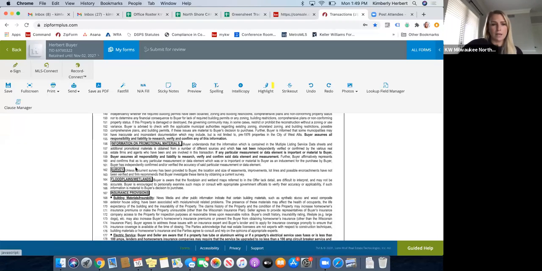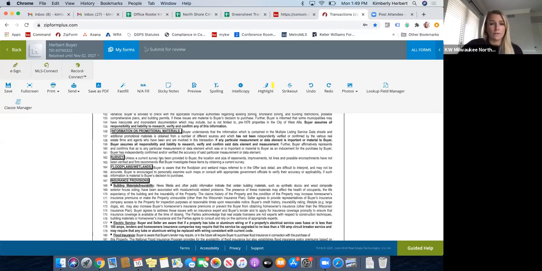All right, the next piece is the survey. A survey is not required to be provided by the seller. So again, if this is something that's important, the buyer should either include a contingency that allows them to get a survey or request it of the seller. Disclosure about floodplains, wetlands: buyer is aware that the floodplain and wetland maps referred to in the offer lack detail. Buyers are encouraged to personally examine such maps or consult with appropriate government officials to verify.